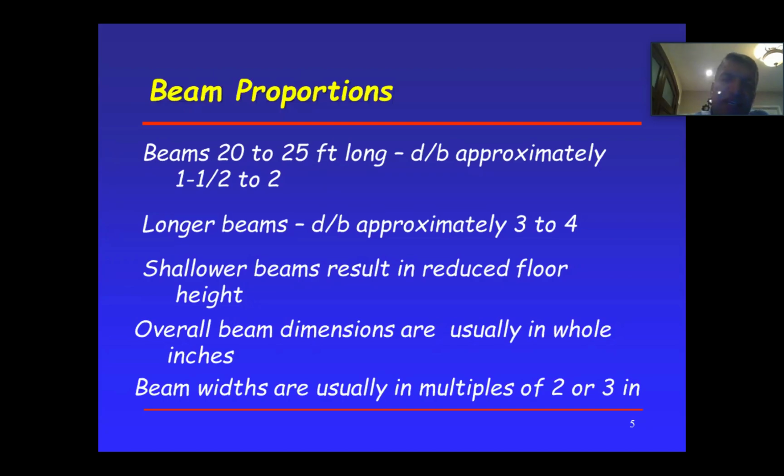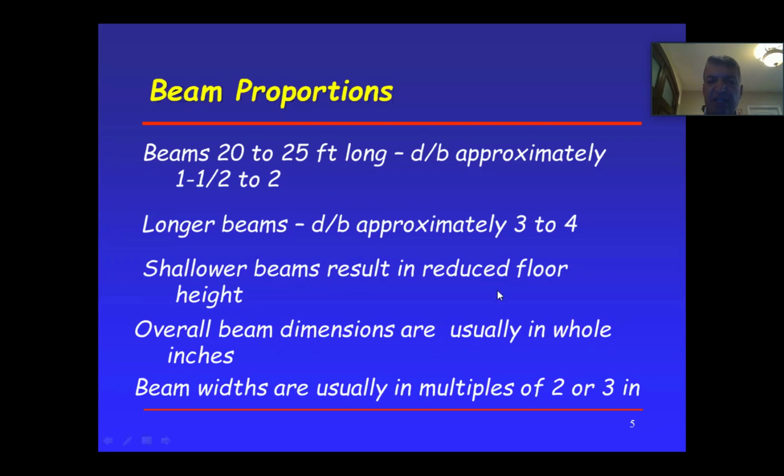For longer beams, let's say a 40-foot beam, you might want D over B of approximately 3 to 4. But it doesn't matter which number you use; this is an assumption, and you're going to be able to tell whether it was good or not as you go. But you have to start somewhere.